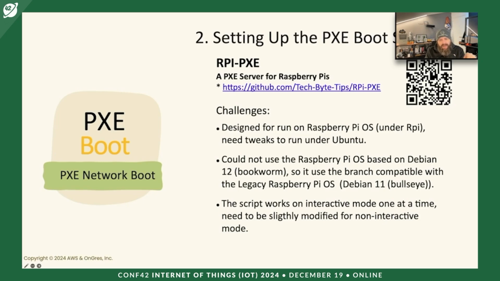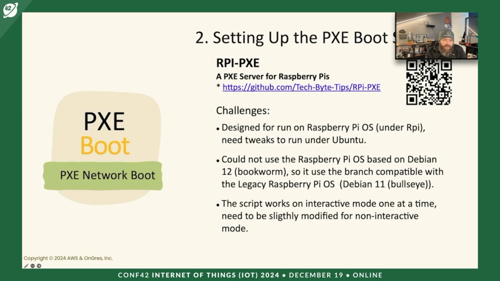A key challenge arises with the new Raspberry Pi OS that is based on Debian 12, Bookworm, which isn't fully compatible with the PXE script. To make it work, we use the older legacy Raspberry Pi OS based on Debian 11, Bullseye, which maintains compatibility. Additionally, the current script runs in interactive mode, meaning that it requires user input step by step to configure the PXE server. To streamline the whole deployment for a large cluster like the one we are building, the script needs minor modifications to run in non-interactive mode, which will allow the configuration to be automated without manual intervention.